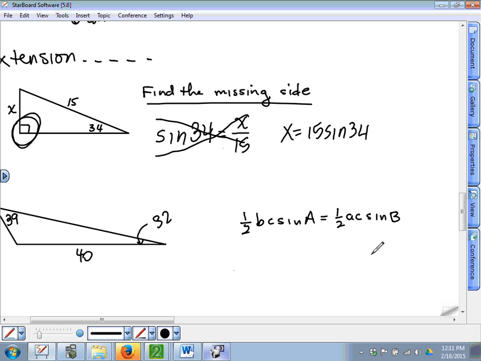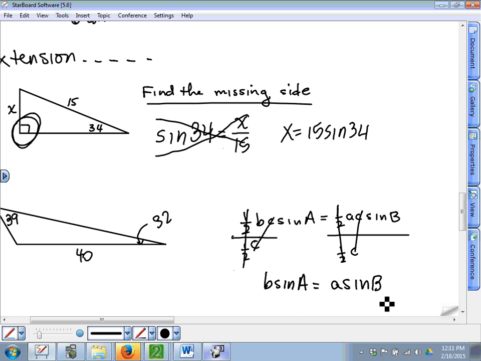Since both versions could work on the same triangle, they both give you the same area. They're equal to each other. If I divided this side by 1/2 B, wouldn't I have to divide this side? Well, actually, I'm going to divide it by 1/2 C, and I'm going to divide this side by 1/2 C. If I divide it by 1/2 C, then those just cancel on both sides. And I'm left with B times the sine of A is equal to A times the sine of B.